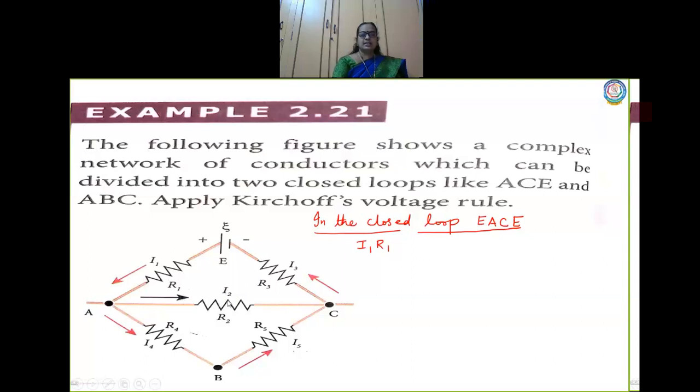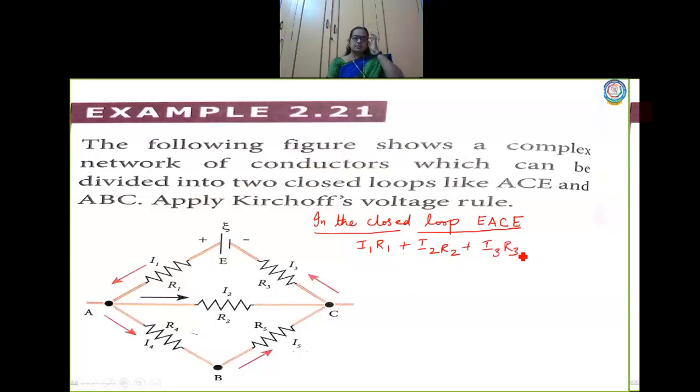The current in this direction is I2. The resistance of the resistor in this lead AC is R2, so I will write again plus I2 R2. Now again after coming to C, it is moving back once again to E. So in this lead CE, the direction of current is along the direction of my movement, so it is again plus I3 R3.